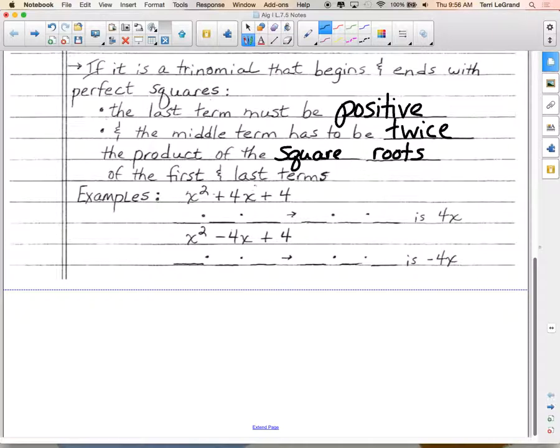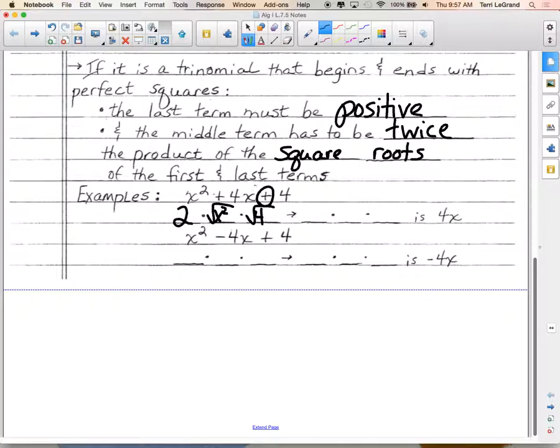So, examples. x squared plus 4x plus 4. Okay, first thing you have to look for is, is the beginning a perfect square and is the end a perfect square? Is x squared a perfect square? Okay. Is 4 a perfect square? Okay. The next thing you want to look for, don't even go through any more work until you look to see, is your c value positive? Okay, now you can run it through this next test, which says take 2 times the square root of the first term times the square root of the last term.